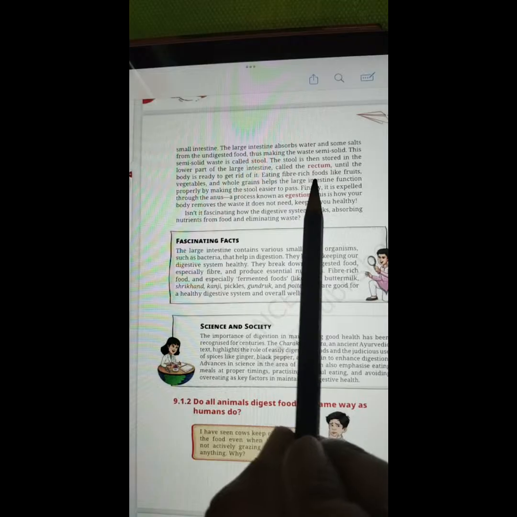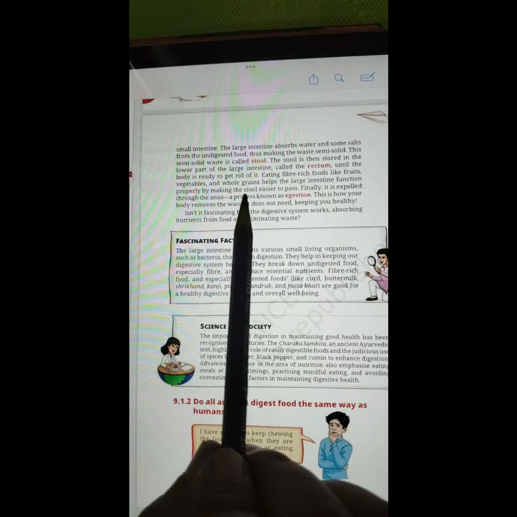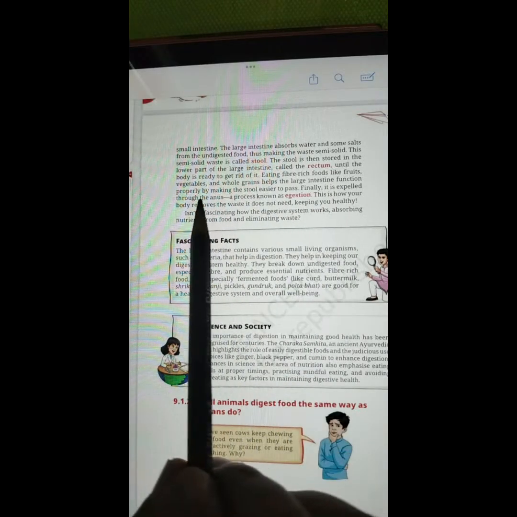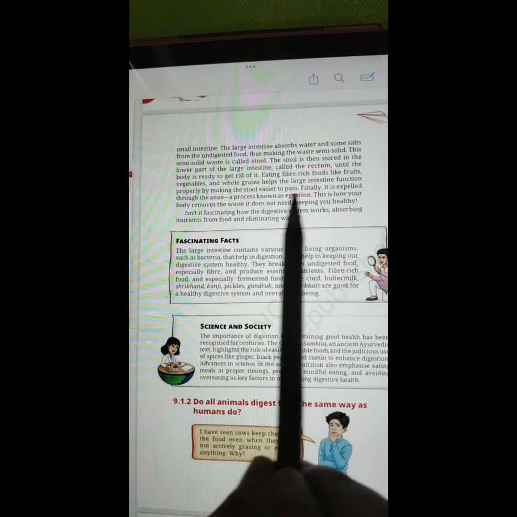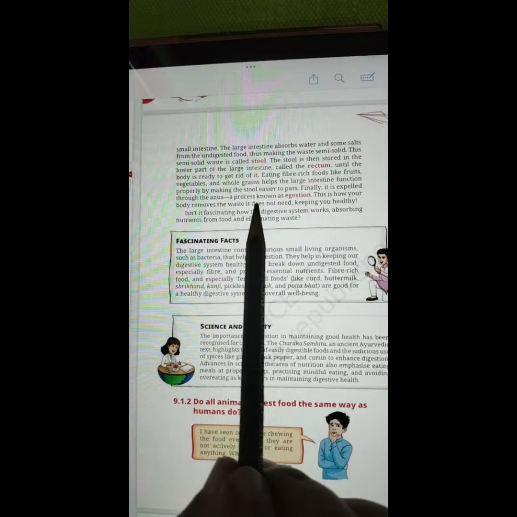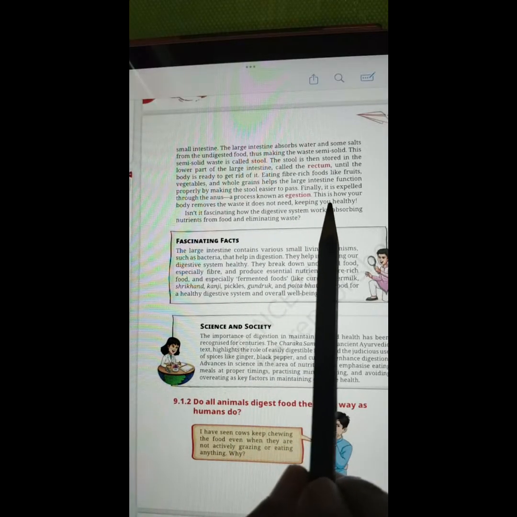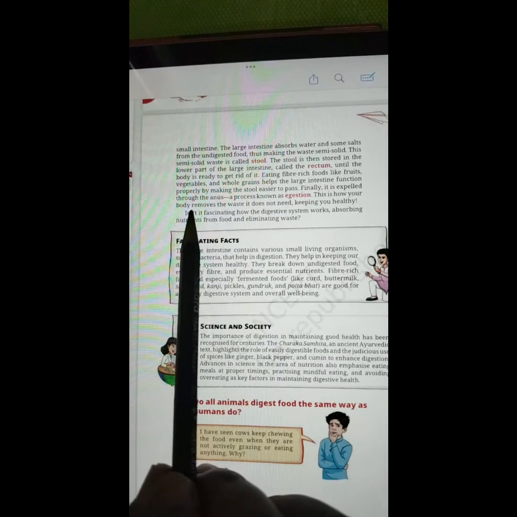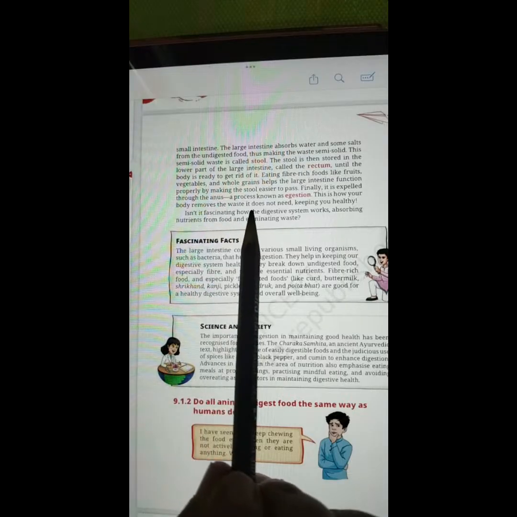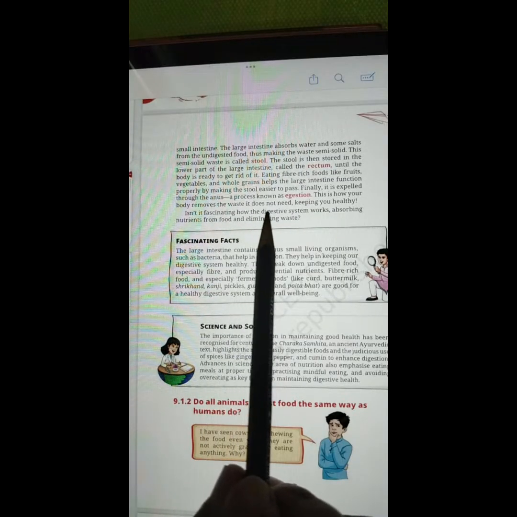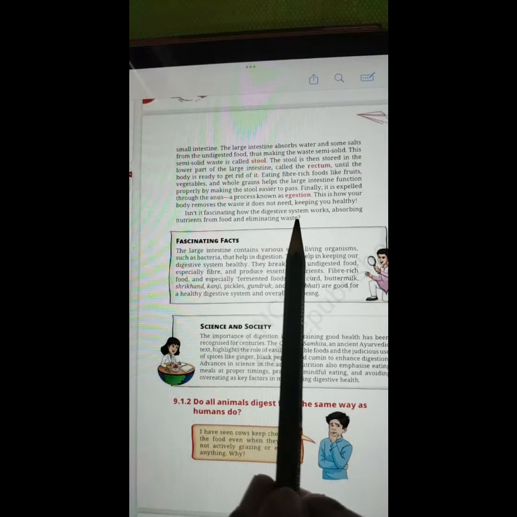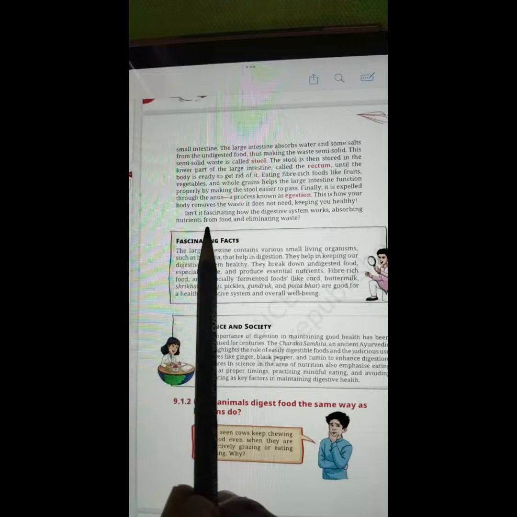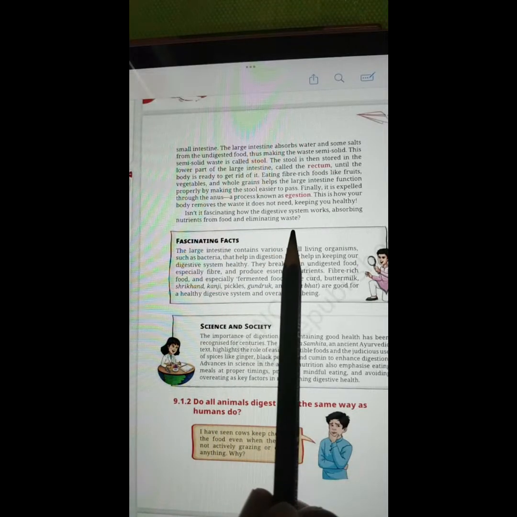Eating fiber rich food like fruits, vegetables, and whole grains helps the large intestine function properly by making the stool easier to pass. Finally, it is expelled through the anus by the process of egestion. This is how your body removes the waste it does not need, keeping you healthy. Isn't it fascinating how the digestive system works, absorbing nutrients from food and eliminating the waste?